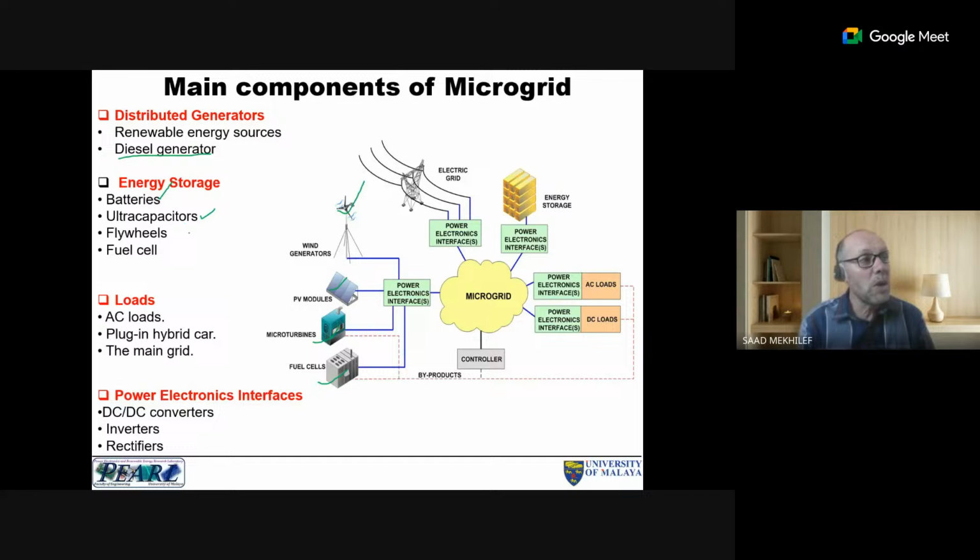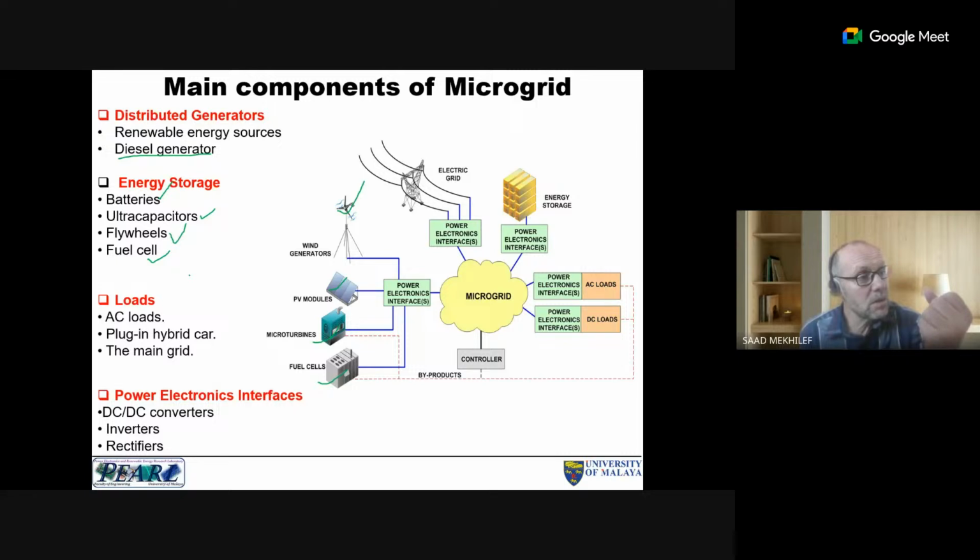Also, we have flywheels, which is another way, which is actually mechanical. It's like spinning. So that can also be a form of storage. Sometimes we may have excess power in some microgrids. So what do we do? We have an electrolyzer, and that electrolyzer generates hydrogen.